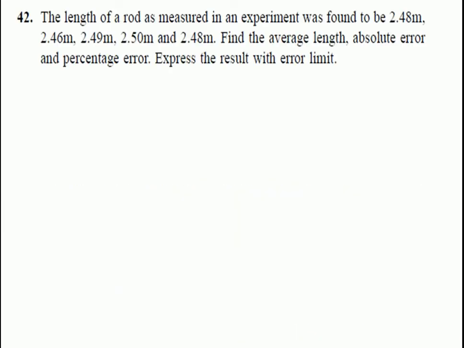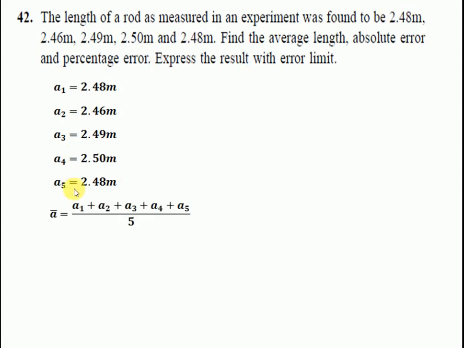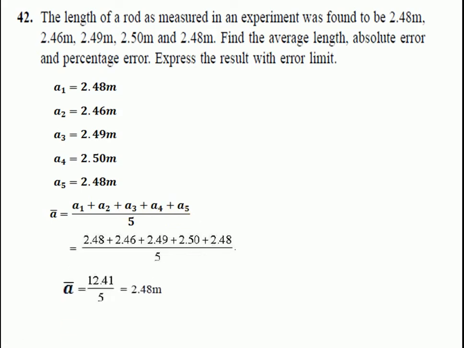So there is a rod and the length of the rod is measured several times and you are getting different values because of the errors. Now you have to find the errors. So first we will find the true value. We know a1 is 2.48. Similarly all the values are given. So this is the true value. A bar, I am using a bar, is equal to a1 plus a2 plus a3 plus a4 plus a5 divided by 5. So I'll put all the values and divide by 5.